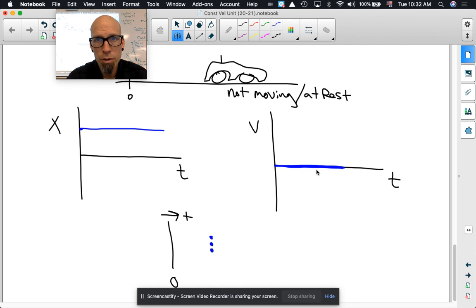Hopefully, I didn't confuse you and this is still making some sense. Again, this is the only thing that we're adding right now. We're only adding the VT graph that we didn't already have before.